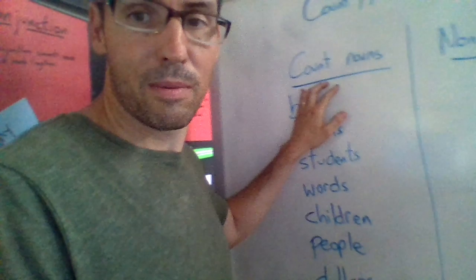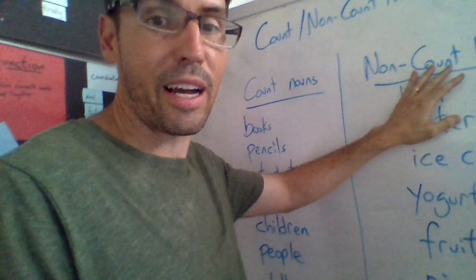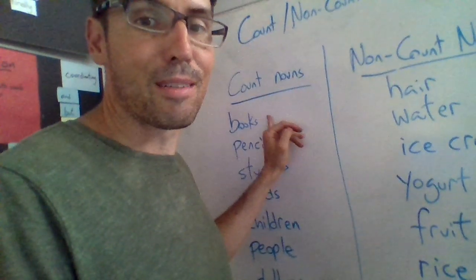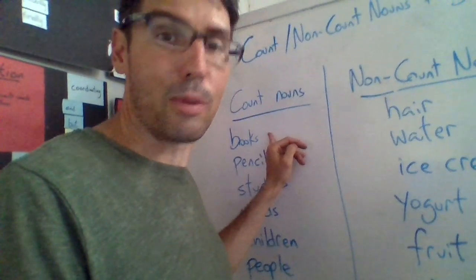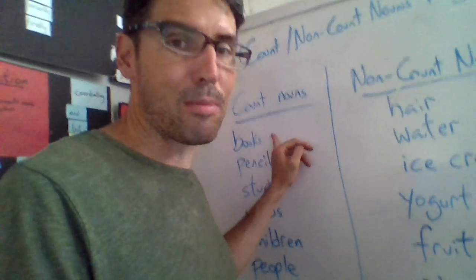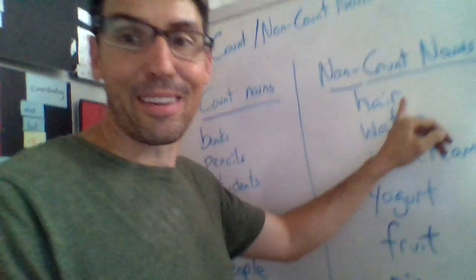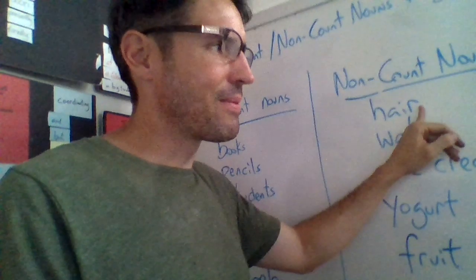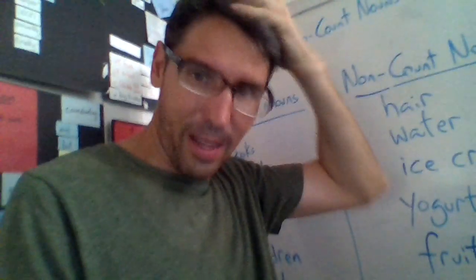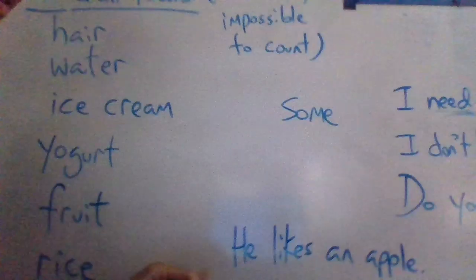So it works for those count nouns, and it works for non-count nouns. I need some books. Do you have any books? I don't have any books. Maybe some bald people say, I need some hair. Do you have any hair? I don't have any hair. I have some hair.